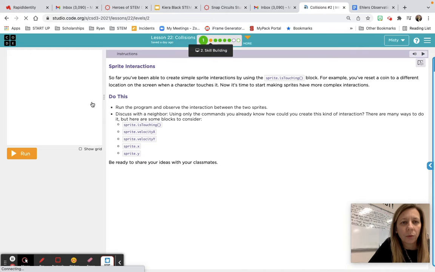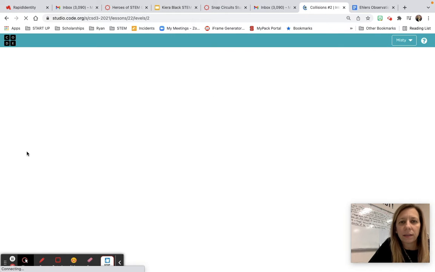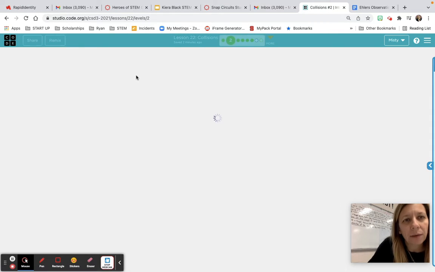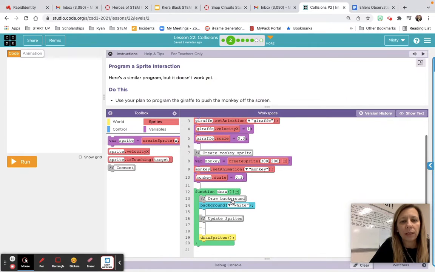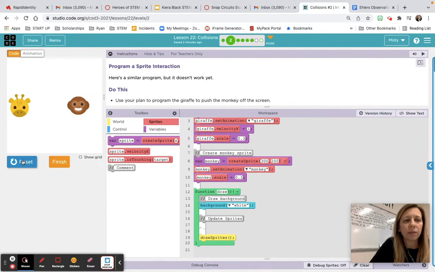In bubble 1, what we see happening is a giraffe and a monkey colliding with each other, and the giraffe pushes the monkey off the screen. Bubble 2 asks you to think about how you would use what we learned in previous lessons to program the giraffe to push the monkey off the screen. Right now it's not going to do that.